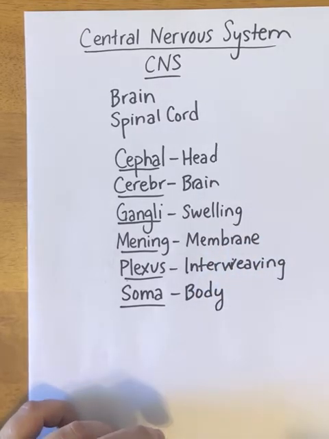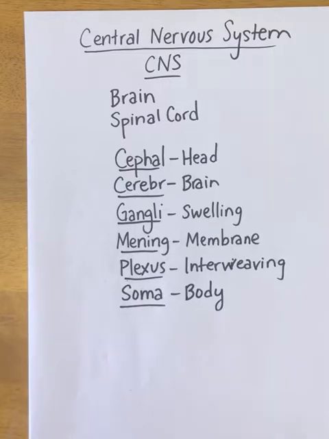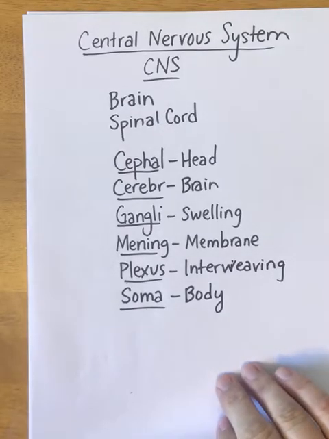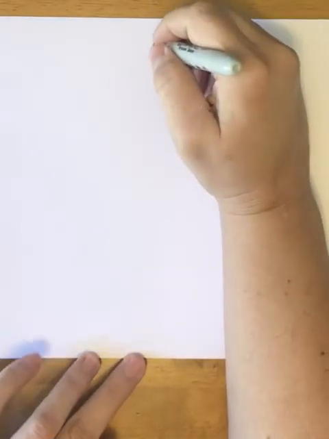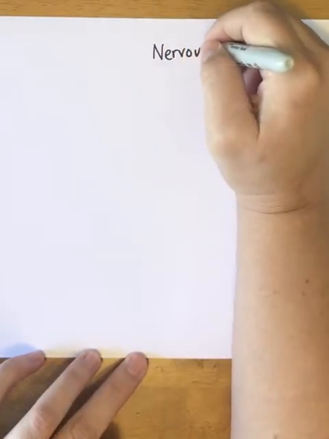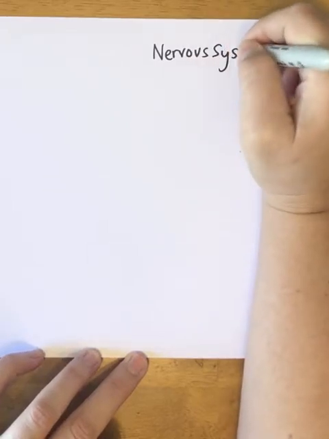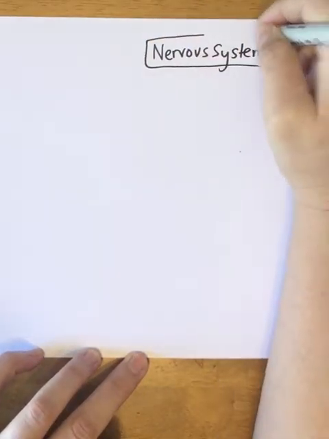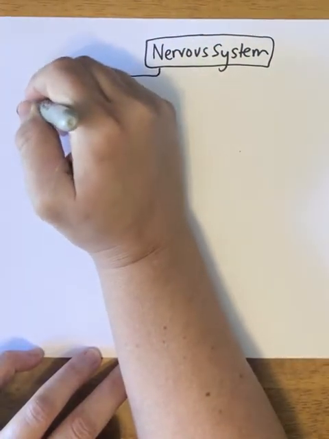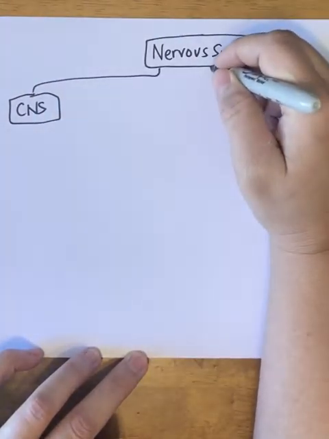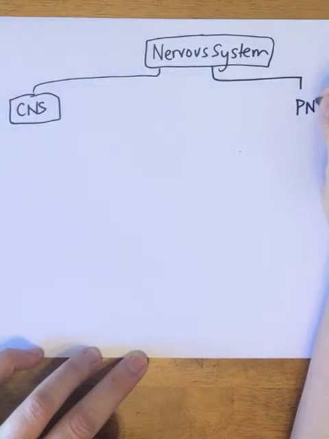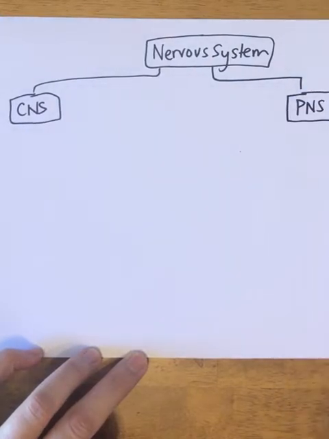So we do need to know the divisions of the central nervous system versus the peripheral nervous system, so we could actually do a review. So I'm going to turn my paper sideways. When we talked about the nervous system, we did say that the nervous system was divided into the central nervous system. You've seen this picture before. The CNS is the brain and spinal cord, but we can also say it is divided into the peripheral nervous system, which is going to include your nerves, which come off of the brain and spinal cord.